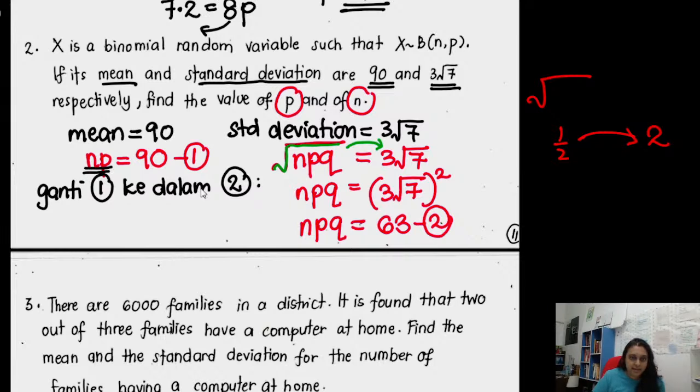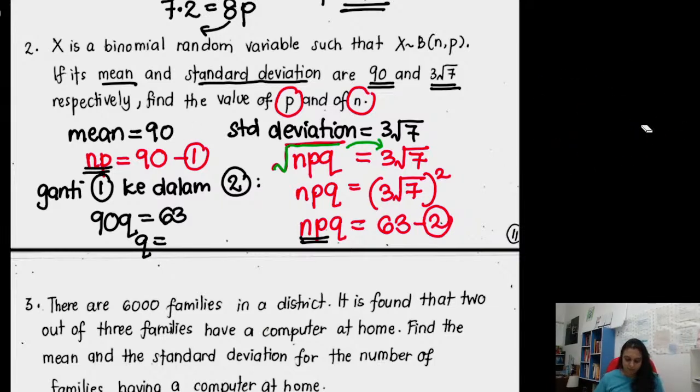This is NP, isn't it? So you must substitute here. So 90Q equals to 63. Okay, what we get for Q? Apa yang kita dapat untuk Q? 63 bahagi 90. Okay, teacher's getting 0.7. Are you also getting 0.7? Okay, dapat 0.7. So, but the question is asking for P, isn't it? How to get P? You must remember this another one more formula.